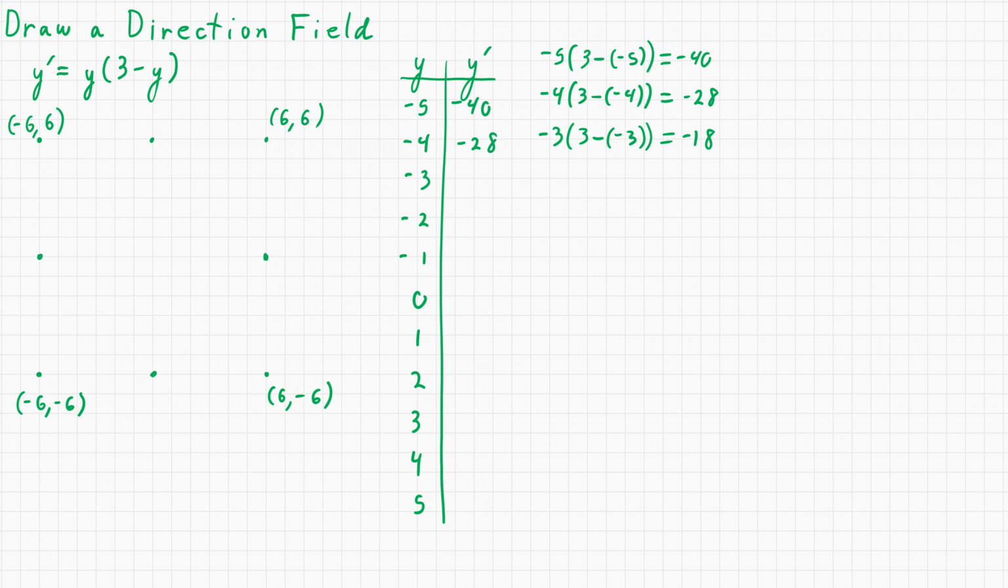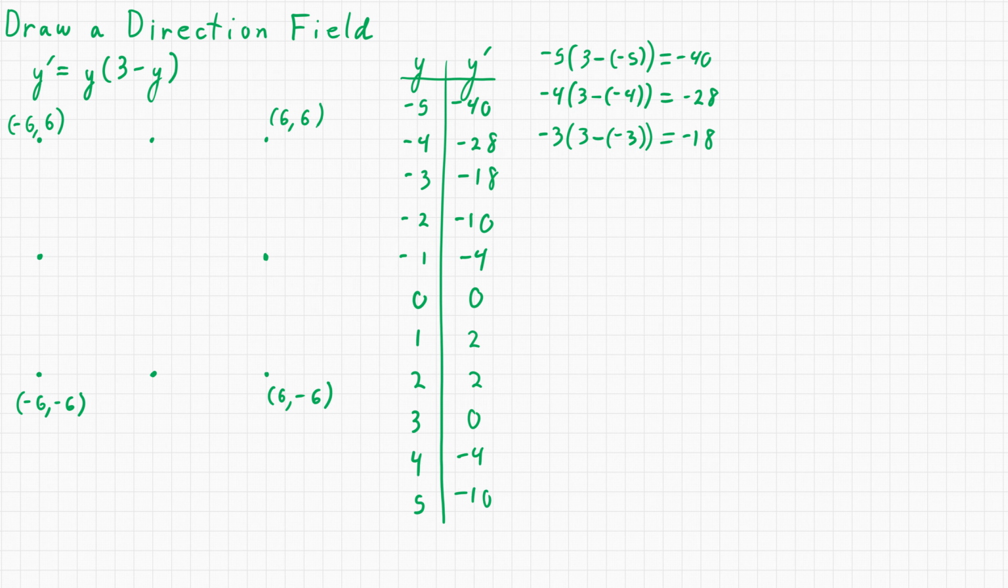And so on going down the list. I'm not going to do that all again. I'm just going to start copying from my notes. So -18, -10 slope, -4 slope. Let's see, 0 slope, 2 slope, 2 slope, 0 slope, -4 slope, -10.